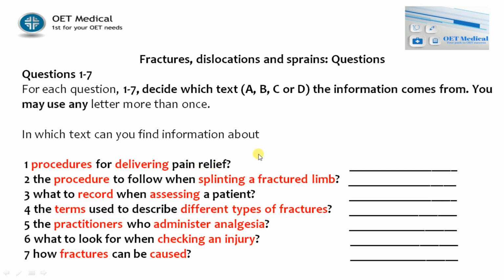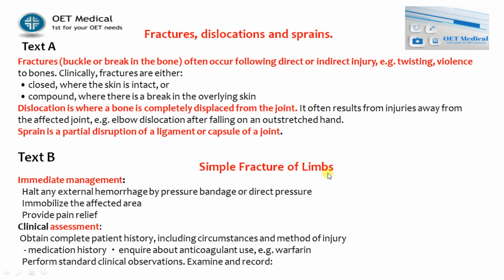Again, keywords are a matter of choice, but for me, you should highlight the things that you're likely to see in the text. That's a skill that you develop. A procedure: splinting a fractured limb, assessing, recording. Terms: different types of fractures. Practitioners: analgesia, tricky. Checking an injury, fractures, cause. So these are the keywords that I've underlined, which I think I will be able to see, or see synonyms of them, in the text.